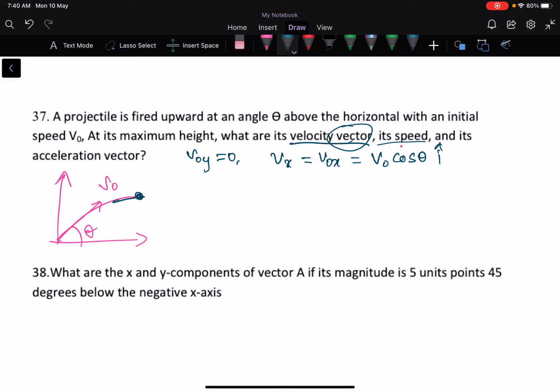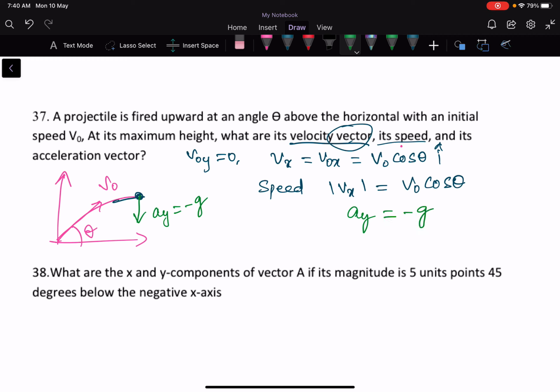And its speed is nothing but the magnitude of velocity, so that is simply v0 cos theta. And its acceleration vector: at this point acceleration is always pointing downwards, minus g, so ay is equal to minus g. He is asking in vector form. g is always pointing downwards, that is along the negative y-axis. So minus g j is in vector form.